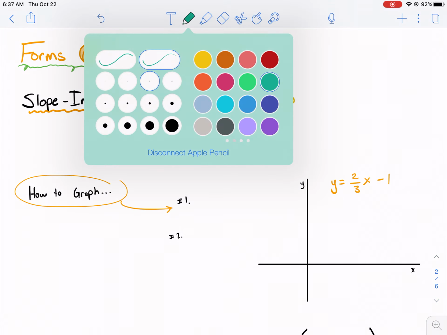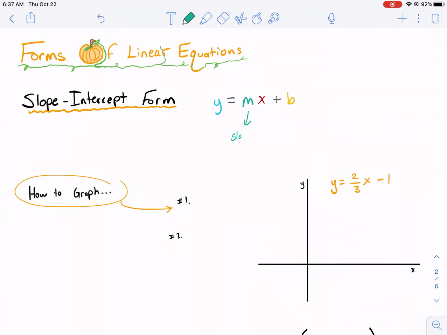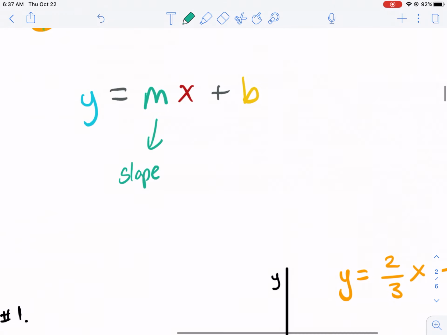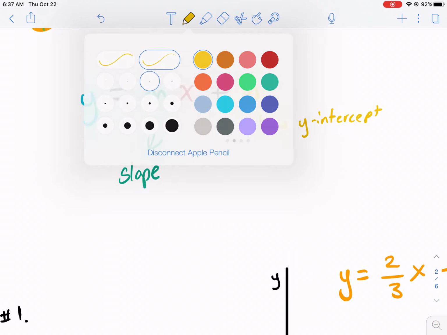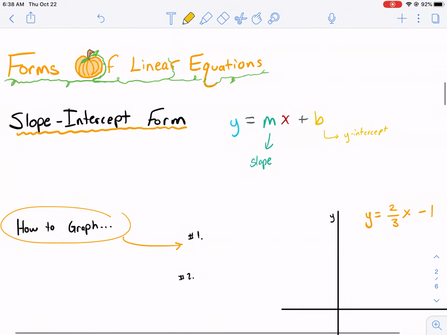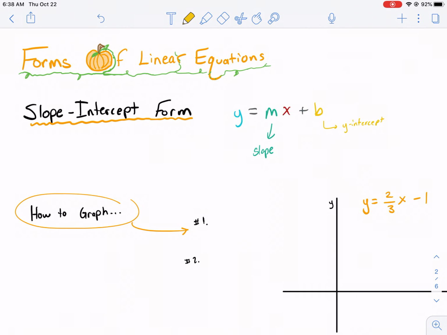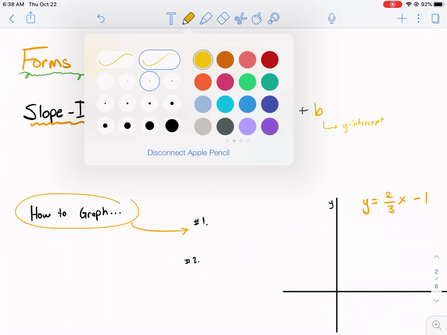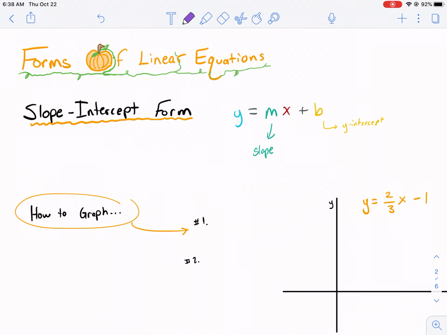The m stands for the slope, that's what we just talked about, and it's always the coefficient of x. And the b is the y-intercept. That's where the graph will touch the y-axis. So this is the y-intercept. And x is just your input and y is just your output, so you need to have the x and the y in there. If you're confused about mx plus b, just think of it as y equals the slope times x plus the y-intercept.